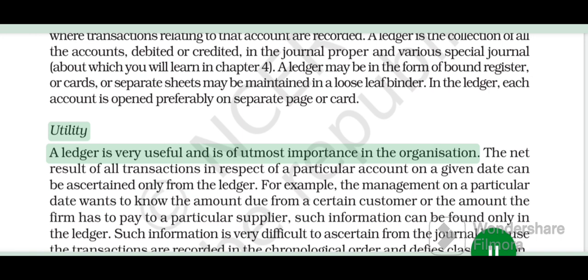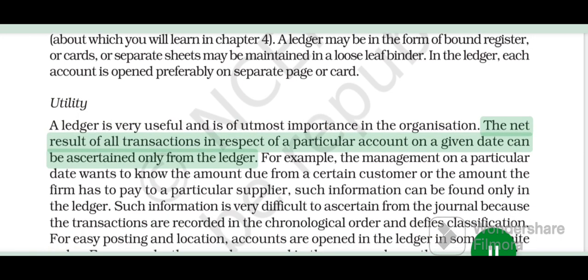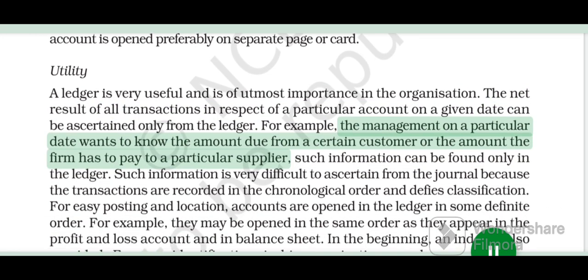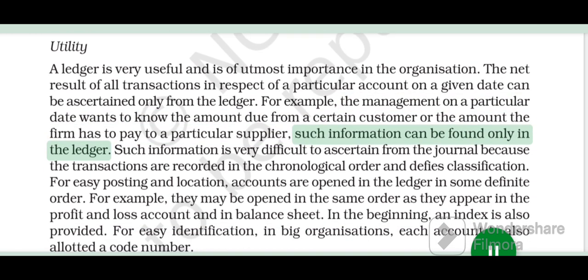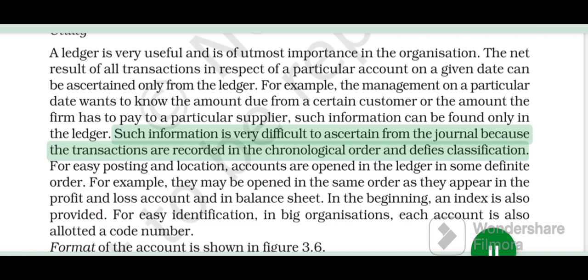Utility. A ledger is very useful and is of utmost importance in the organization. The net result of all transactions in respect of a particular account on a given date can be ascertained only from the ledger. For example, the management on a particular date wants to know the amount due from a certain customer or the amount the firm has to pay to a particular supplier. Such information can be found only in the ledger. Such information is very difficult to ascertain from the journal because the transactions are recorded in chronological order and defies classification.